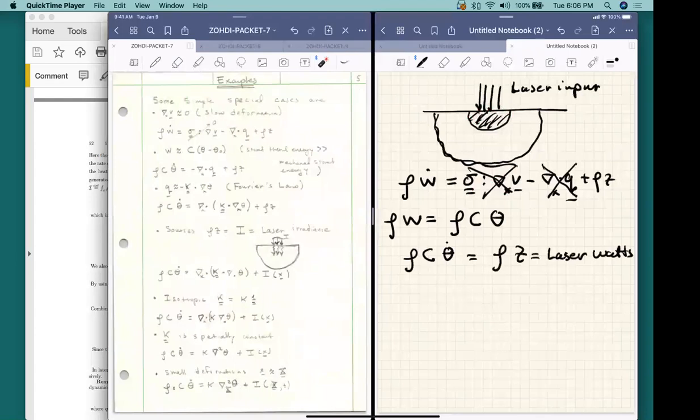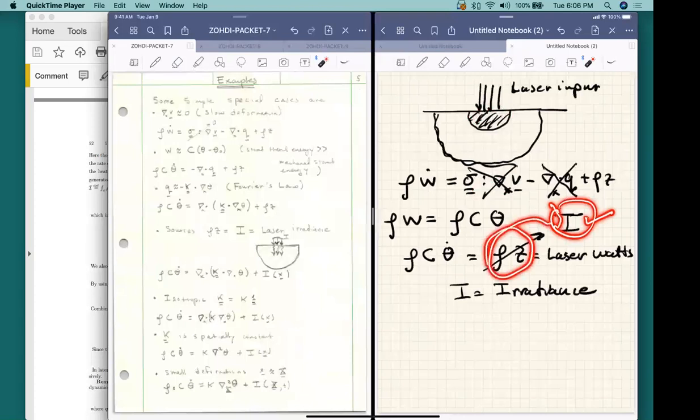So what I'm going to do is call this entire thing, I'm going to use the symbol I, which is irradiance. So if you ever looked at the back of the label of a laser, you see the amount of power wattage that a laser emits. That is in fact exactly this quantity right here, I, and it is exactly the term that appears in the so-called power law equation.